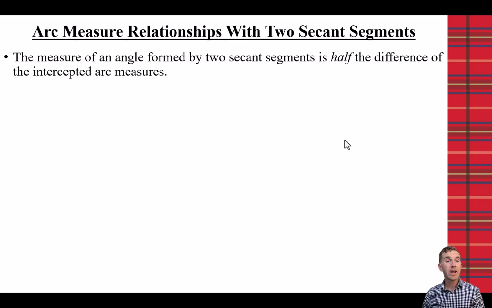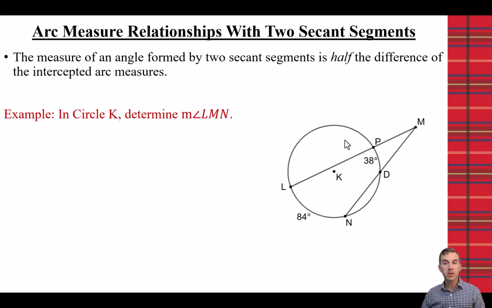Now we can look at what happens to the arc measures and the angle measures when we have two secants. And what we know is that the measure of the angle formed by two secant segments that's outside the circle is going to be half the difference of the intercepted arc measures. So let's look at an example of this. Here we have this outside angle, and we see our two intercepted arcs. And we want to know, what is the measure of angle M or LMN?